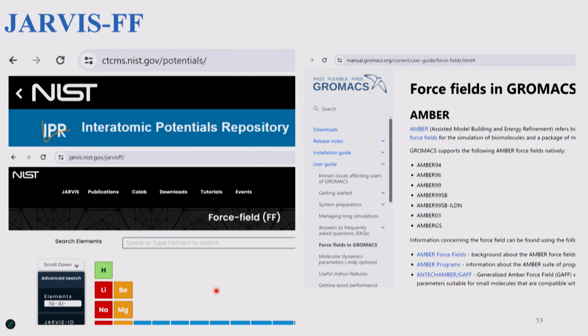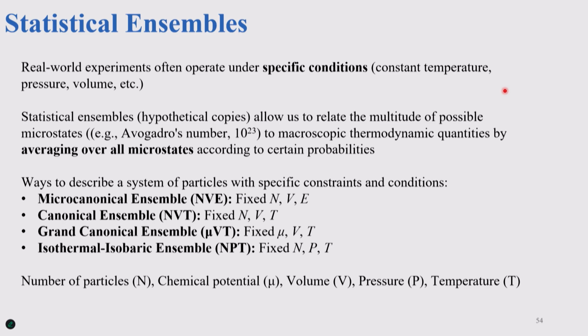Similar to JARVIS-DFT, there is something called JARVIS-FF, where you select a certain element like aluminum, and it shows you all the force fields that are available. And not just JARVIS-FF, there are other repositories like IPR and GROMACS, which also have a collection of force fields. And as I said, some of the companies actually sell them, like I think Schrodinger has some part which just sells interatomic potentials. Now, that is fine.